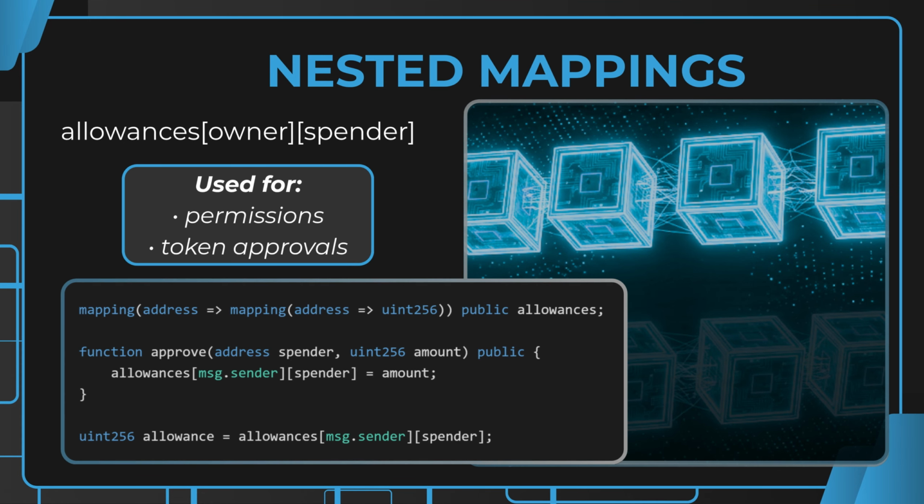Mappings can also be nested. A very common example is ERC20 allowances, to read a value. In this pattern, allowances[owner][spender] returns how much spender can spend on behalf of owner.